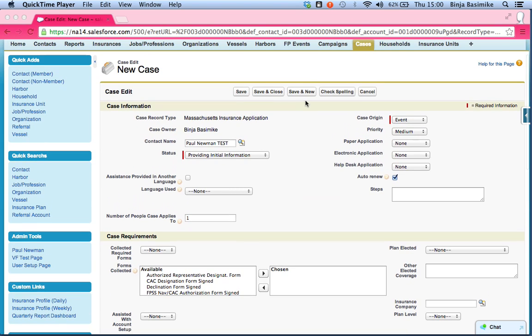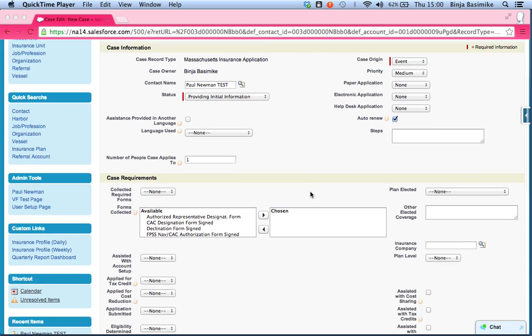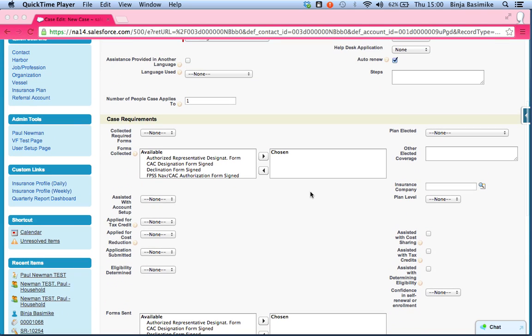Once you've filled in the case information section, let's continue figuring out how we'll help our contact Paul Newman through this health insurance process. We get to the case requirements section. Now we have a couple of fields here that we need to be completed. The first field is collected required forms.